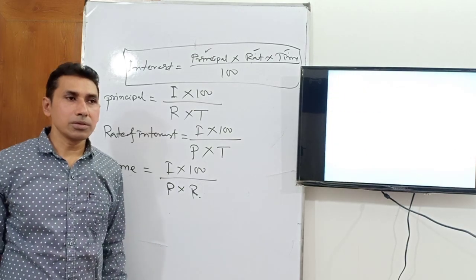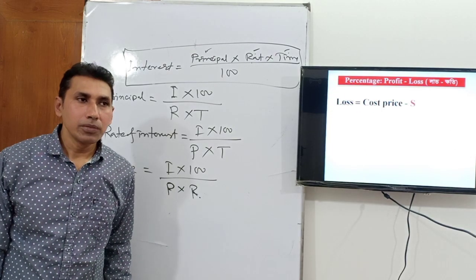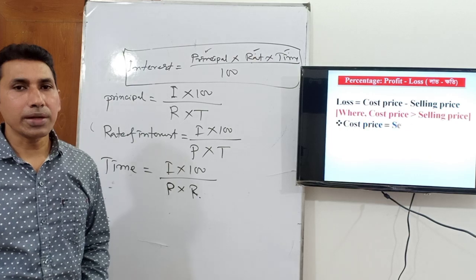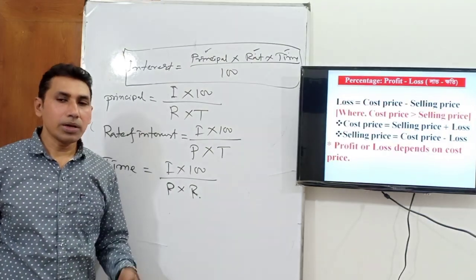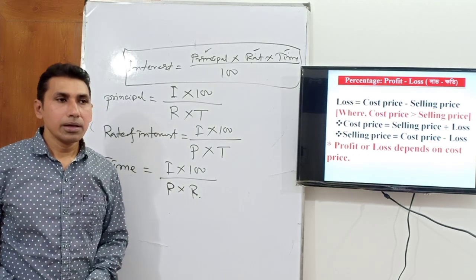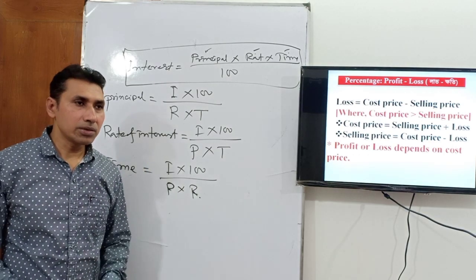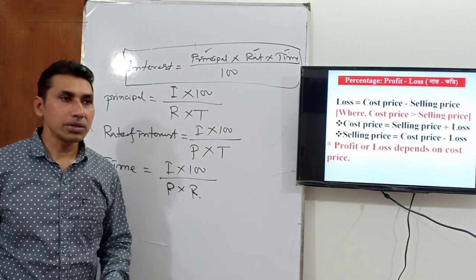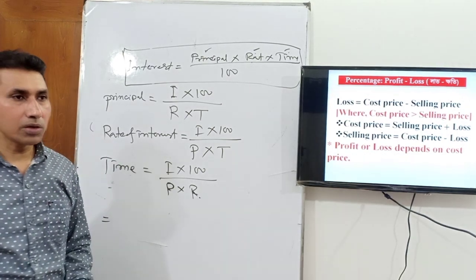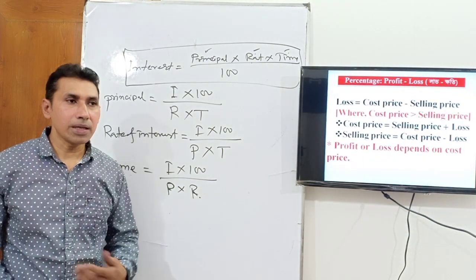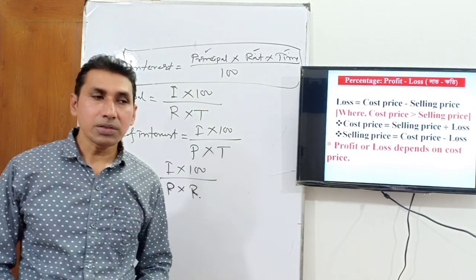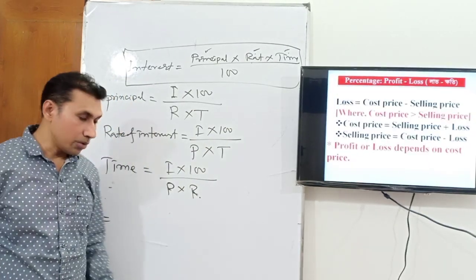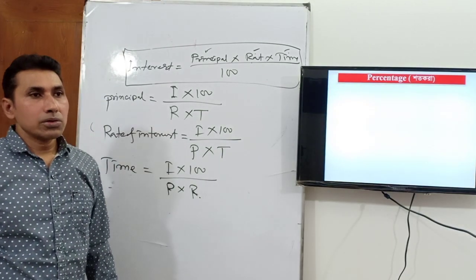Now loss, when the cost price is more than the selling price, loss equal to cost price minus selling price, while cost price is greater than selling price. Then from this method, cost price equal to selling price plus loss, and selling price equal to cost price minus loss. And you must always know that profit or loss depends on cost price.